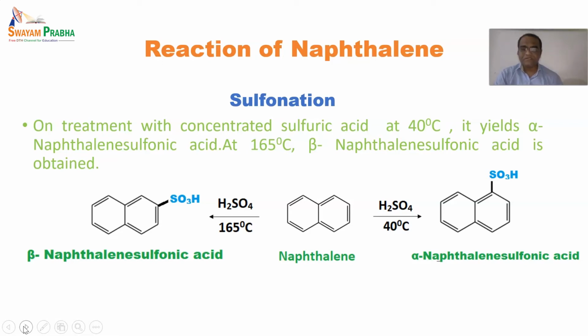From this reaction you can understand that we do not obtain only an alpha type of product, we also obtain a beta type of product, but the temperature difference is quite large. We can conclude that when the reaction conditions are normal, the alpha product is formed, and when the reaction conditions are beyond normal, we get the beta product.